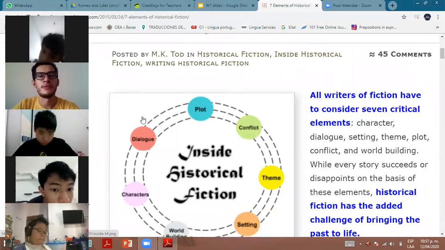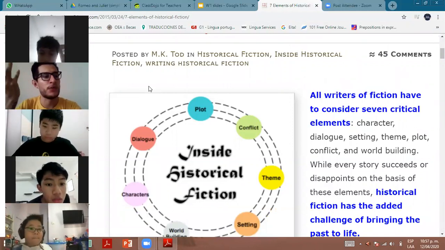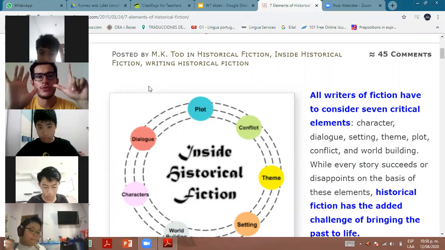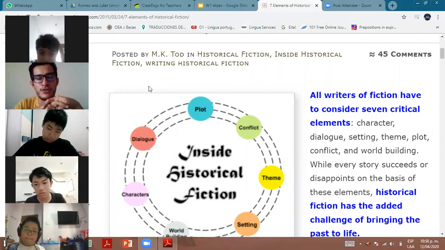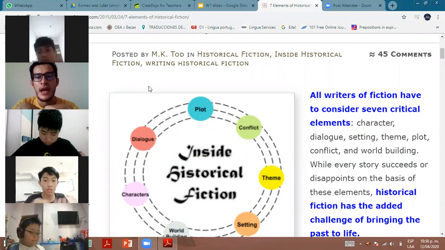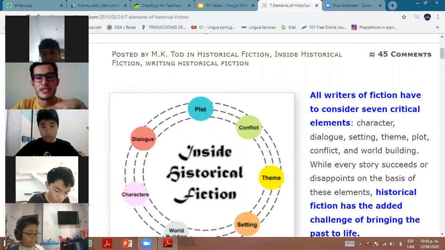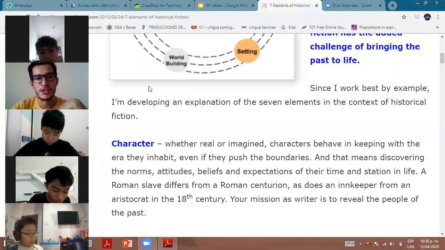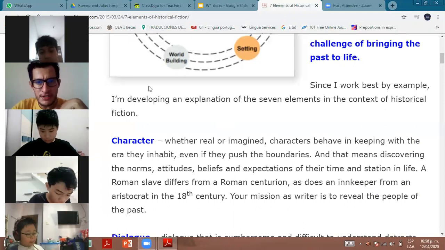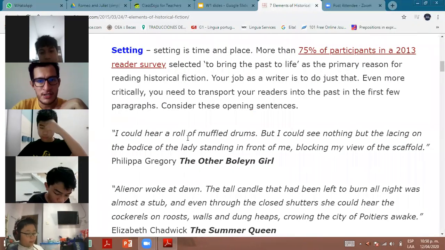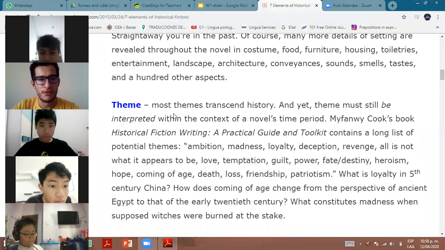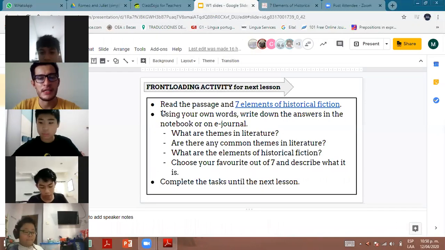All the writers, when they are imagining a story, they need to take into account those seven aspects, those seven elements. And the story is based on those elements. So we are going to check each. First you need to answer question number one, that is about the theme. So we are going to begin with theme, because our first question is, what are themes in literature?